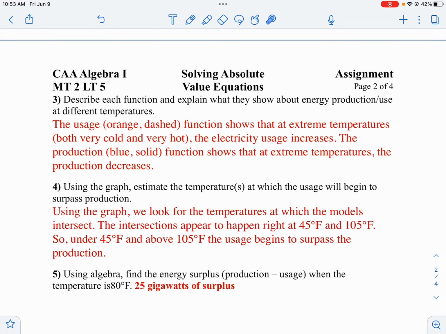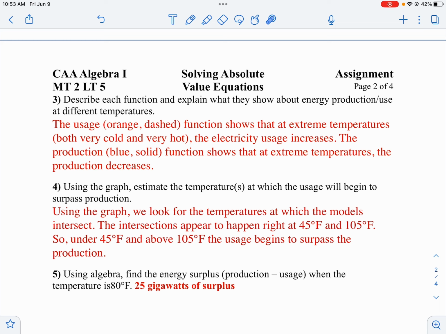On question number 3, it says the orange function shows the extreme temperatures, both cold and hot, and the electricity usage rates. The blue shows the extreme temperatures and the production. So pretty much answered that in question number 2, didn't I?